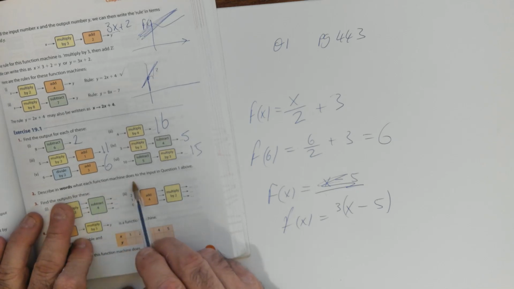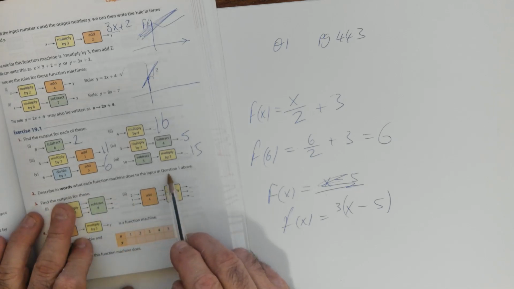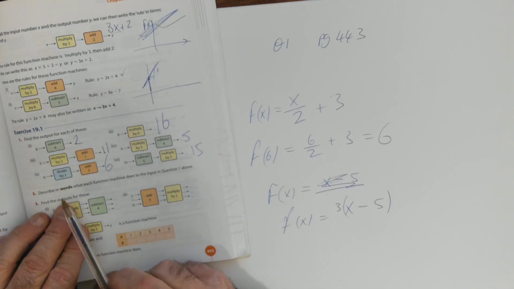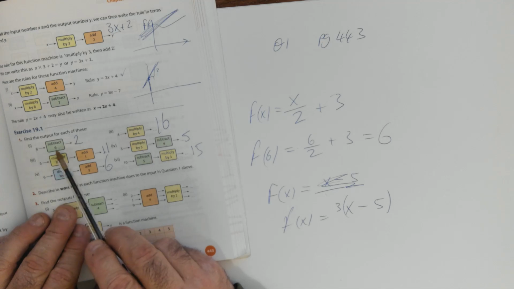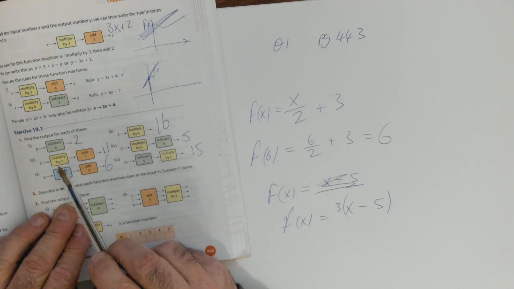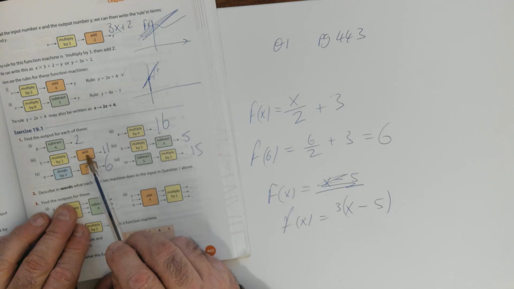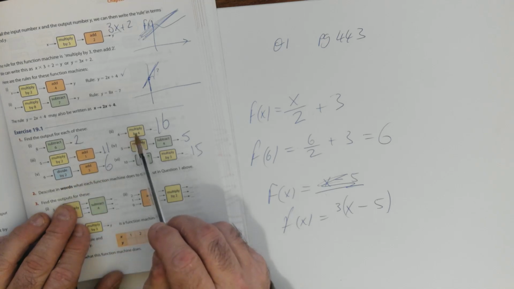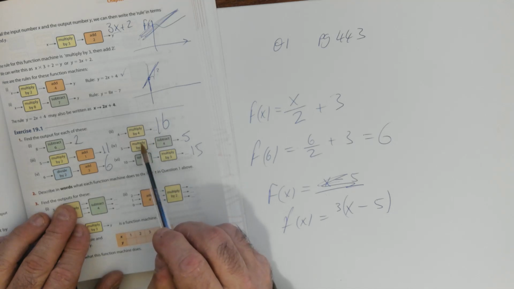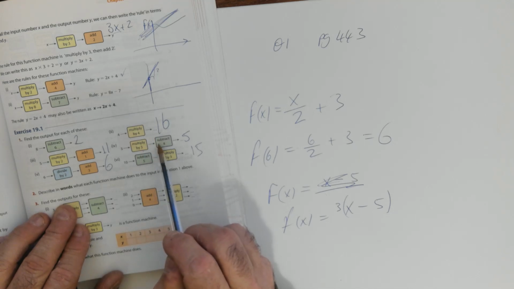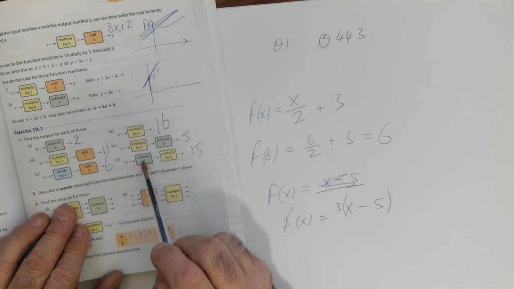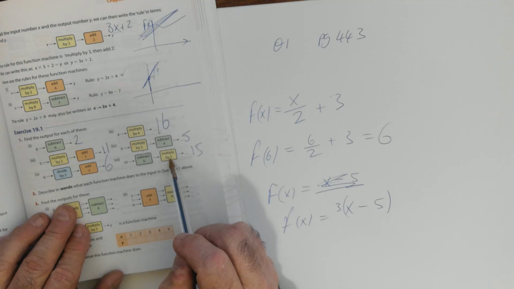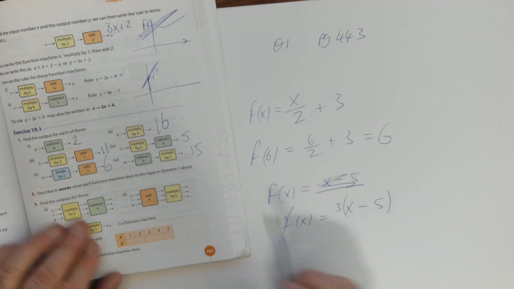Describe in words what each function machine does to the input in question 1 above. Okay, so in words, the function subtracts 6, multiplies by 2, and then adds 1. This function divides by 2 and then adds 3. This function multiplies by 4. This function multiplies by 3 and then subtracts 4. And this function firstly subtracts 5 and multiplies the output of that by 3. And that's where the bracket comes in there.